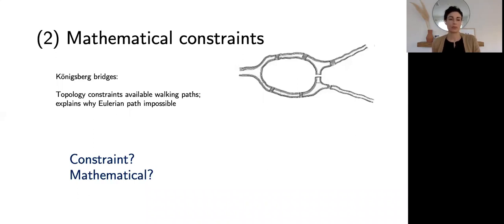Now, I think this brings up an interesting question, which is, are all mathematical explanations going to be constraint-based explanations on this type of framework? And I think the answer to this question is no. The reason for this is that we can have explanatorily relevant mathematics that doesn't function as a constraint.